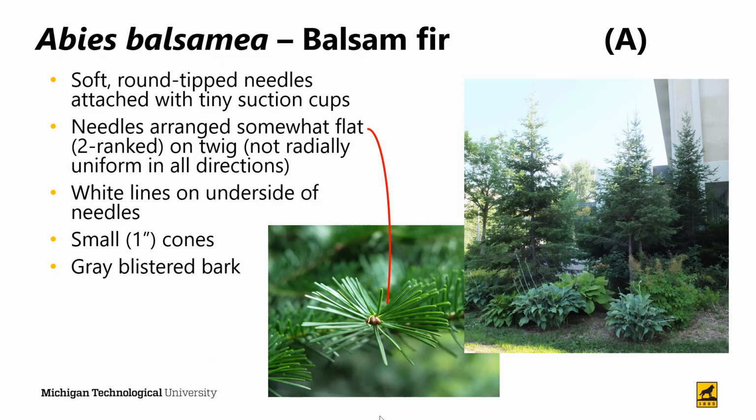Near Husky Plaza at the northeast corner of Van Pelt Library, we find a balsam fir tree. Balsam fir is an evergreen conifer that's native to Michigan. It has soft, round-tipped needles that are arranged on either side of the twig, not on all sides of the twig. If you look closely at the base of the needles, it looks like it's attached to the twig with a tiny suction cup. This is different from the spruces.